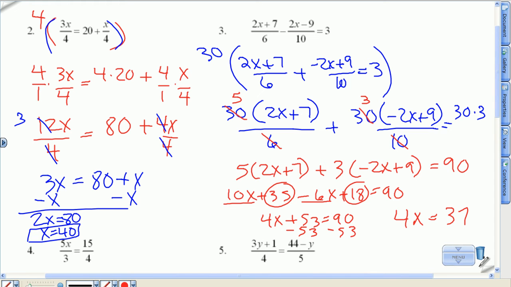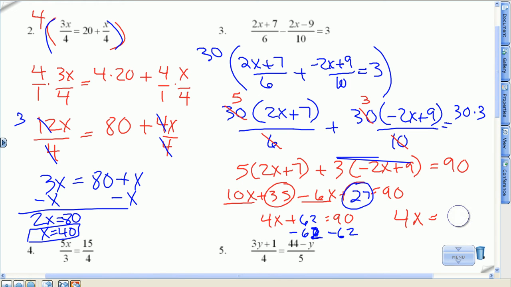Alright, ladies and gentlemen, I believe I found the mistake. When I distributed here, 3 times negative 2x is negative 6x, but 3 times 9, standing a little too close to the board, is 27. So we're going to erase this. It becomes 27. 27 and 35 is 62. So that's going to be 62. Subtract 62 from both sides. We get 4x is equal to, let's see, 28. Now we're in business. We divide by 4, we get x equals 7.